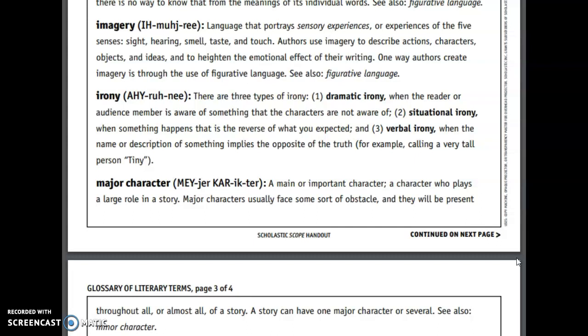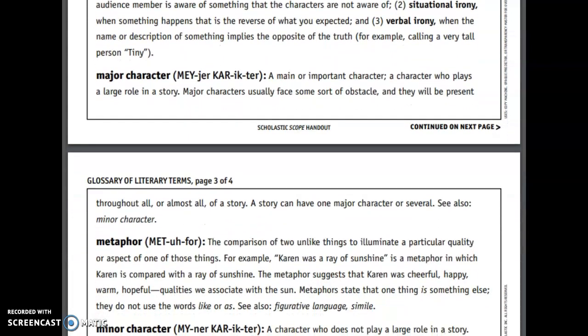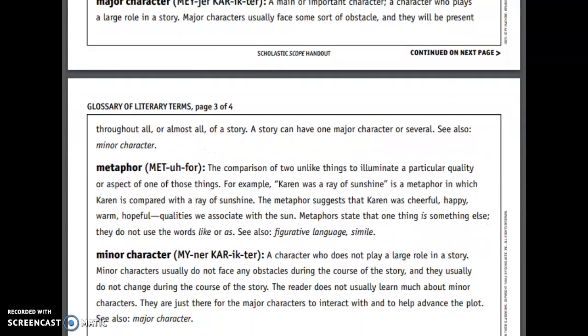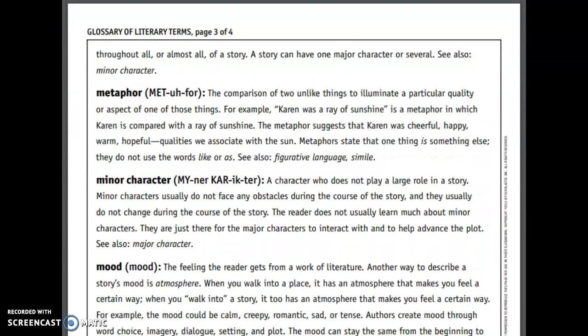The next term is a major character. The major character is a main or important character, a character who plays a large role in a story. Major characters usually face some sort of obstacle, and they will be present throughout all or almost all of a story. A story can have one major character or several.